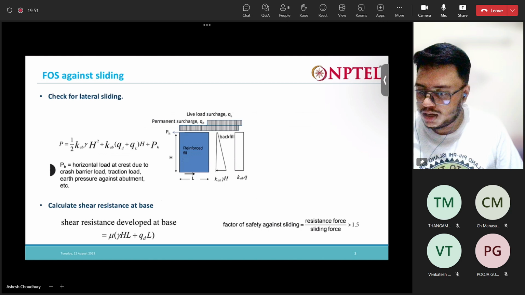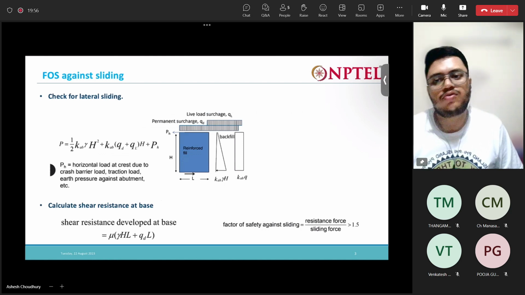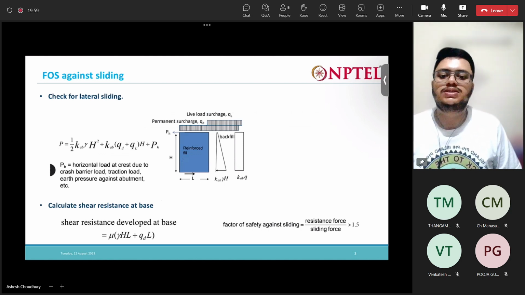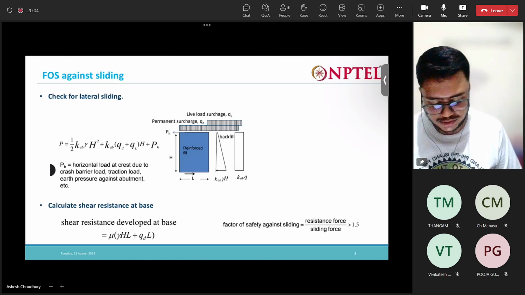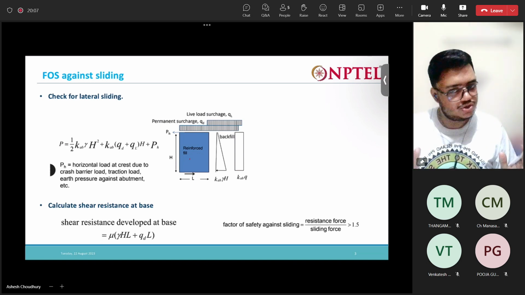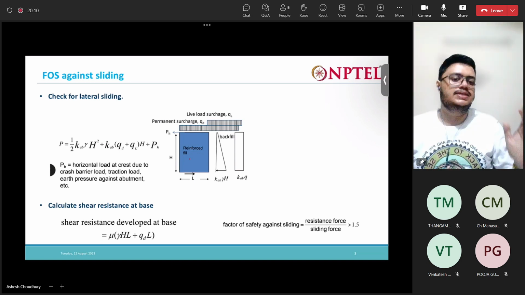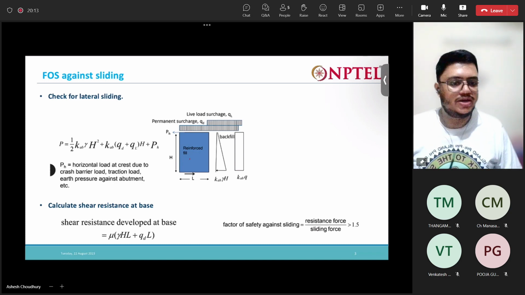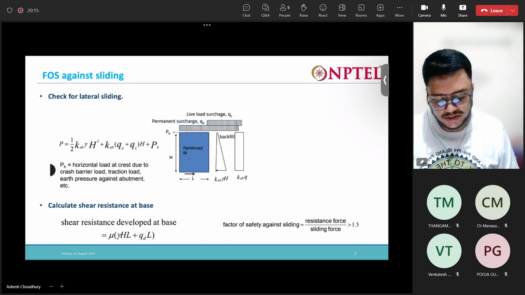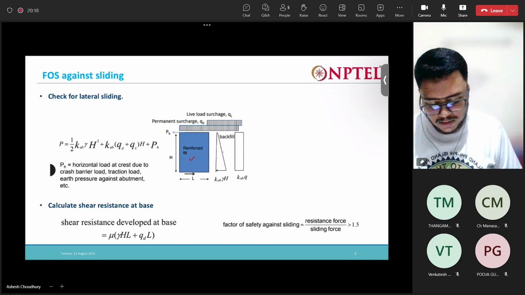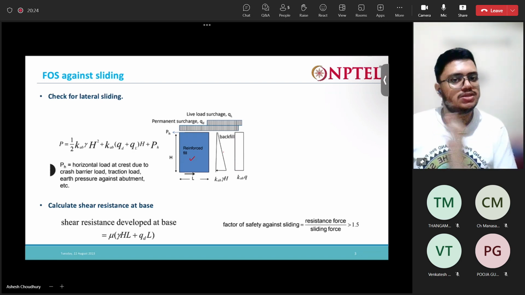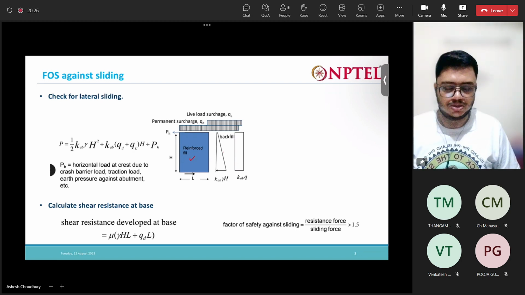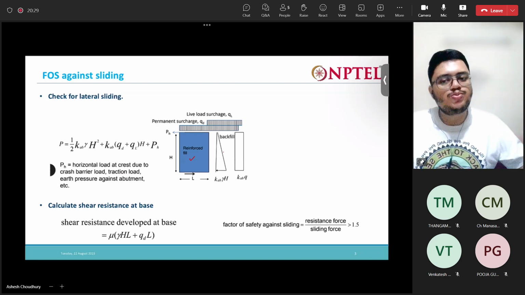Now, the first thing, as I said, is the check for lateral sliding. We need to determine the factor of safety against sliding. So we have our reinforced soil wall, and in that we have the reinforced soil block, which we consider a rigid structure. Then the backfill soil is going to give some lateral earth pressure, pushing it laterally. And also there are going to be some surcharge loads.